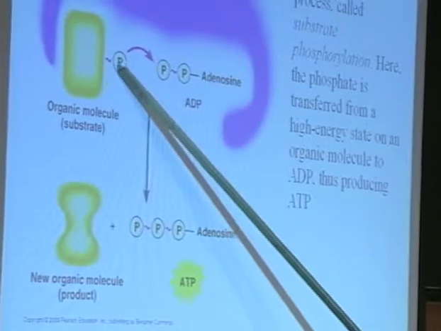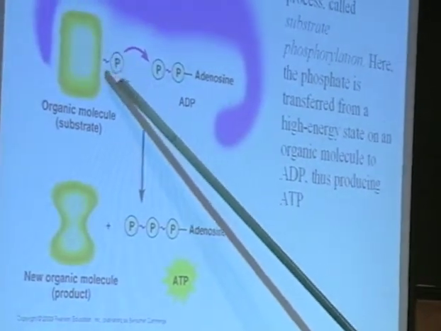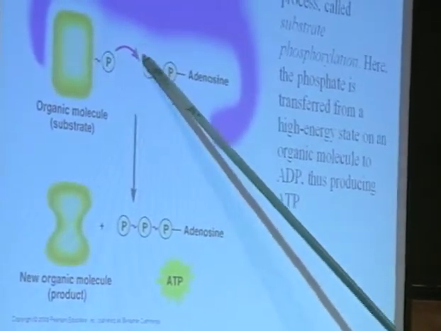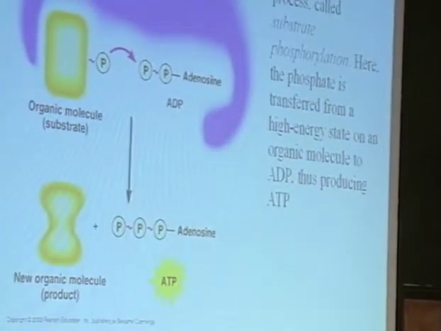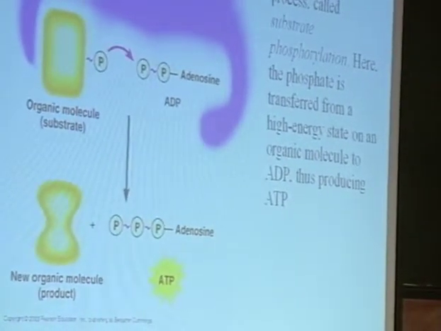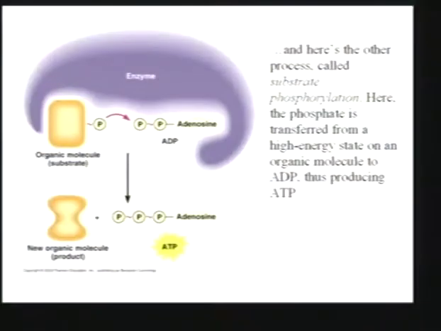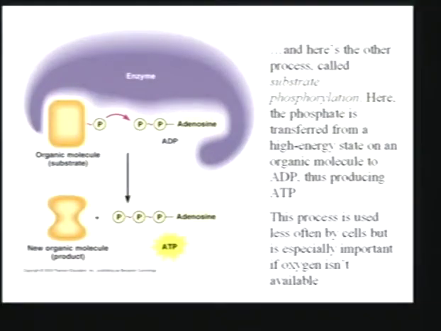All right, so here we have an organic molecule that's unstable. It has a high-energy phosphate bond on it. And you just take that phosphate and you pop it onto ADP, producing ATP as a result. Okay, simple enough. This is used less often by cells, but it's especially important if oxygen isn't available.